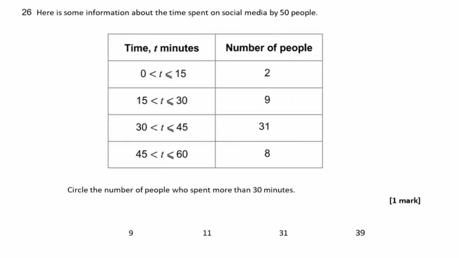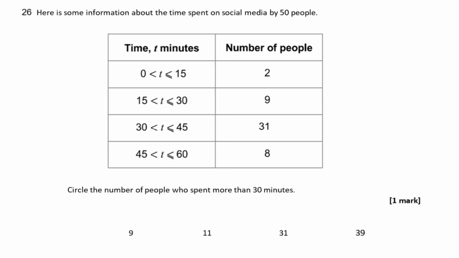Question 26. Here is some information about the time spent on social media by 50 people. It's usually far too much these days, isn't it? Admit it. Get off TikTok. Circle the number of people who spent more than 30 minutes.